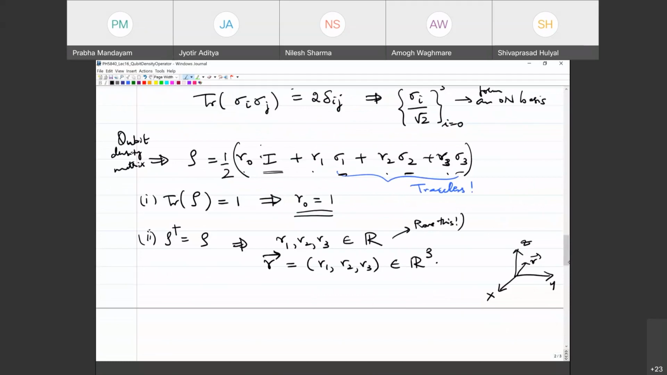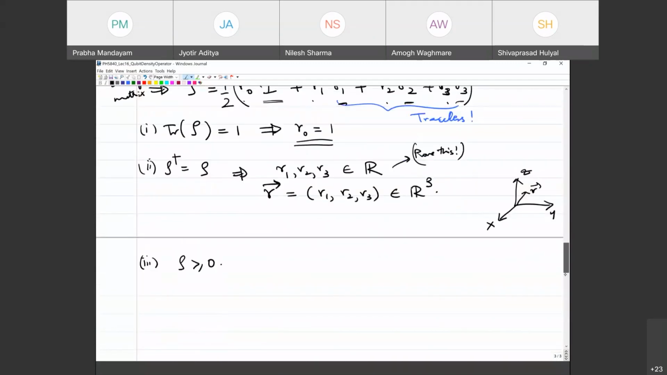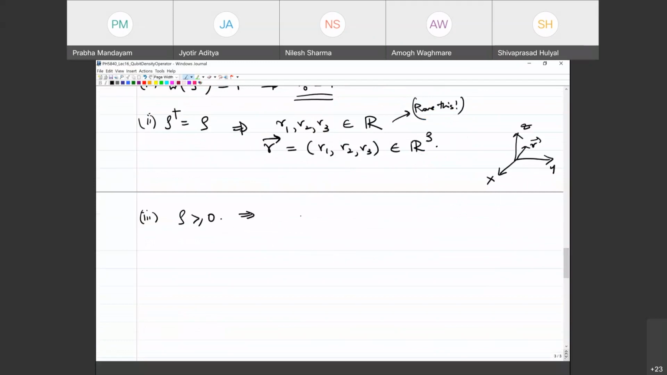All right. Now, what else? See, this is not all right. We said that rho has to be positive semi-definite. Correct? Is that guaranteed? So is it guaranteed that if I take the expectation value of rho with respect to an arbitrary state psi, it is always going to be greater than or equal to 0?